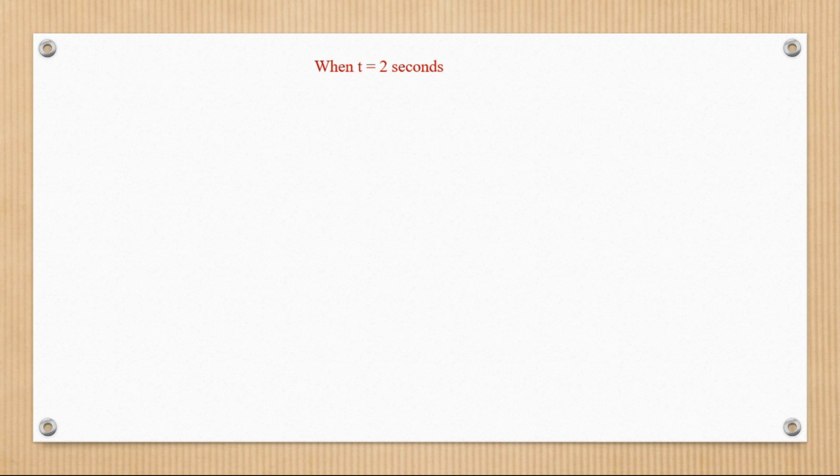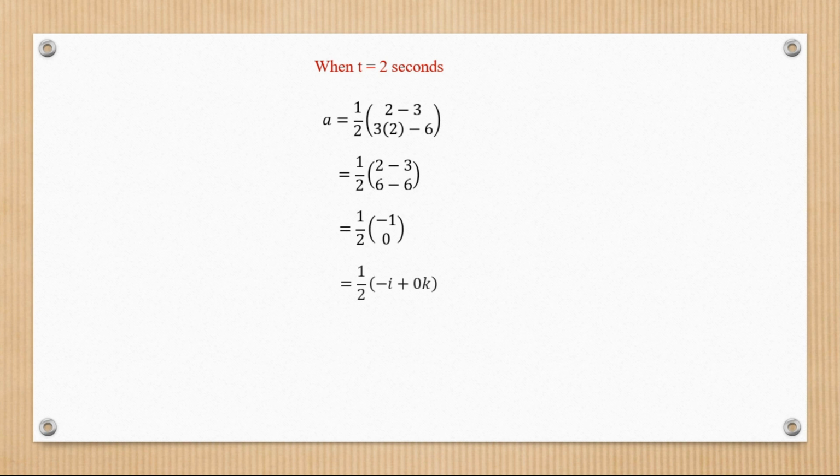So when t is 2 seconds, because we're told the time taken, we're going to substitute in for the value of t, and then I'll have at the top 2 minus 3, and at the bottom I have 3 times 2 minus 6. So I'll have 2 minus 3 over 6 minus 6, which is negative 1 and 0. So this is the same as negative i plus 0k. Therefore, since there is a coefficient of 0 where there is k, I can ignore the k side and I'll be left with only that of the i. So therefore, acceleration is negative a half i meters per second squared, and that is the answer.